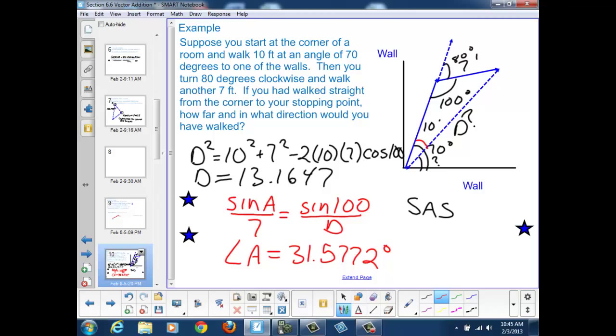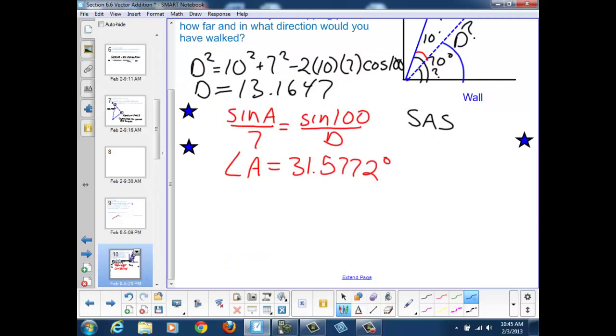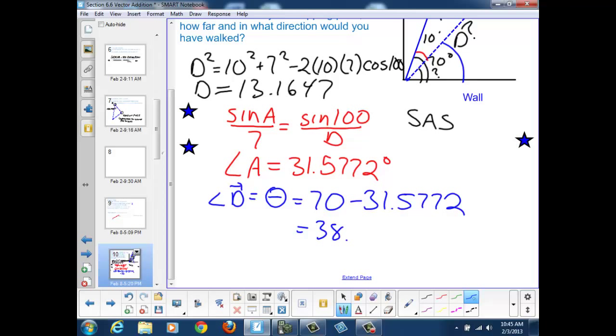degrees. But that's not the angle that describes the direction for the vector d. What we're really looking for here is the angle here, which we can see is 70 minus angle A. So the angle or direction for d, we'll call that theta, is going to be 70 minus 31.5772, which is equal to 38.9428 degrees.